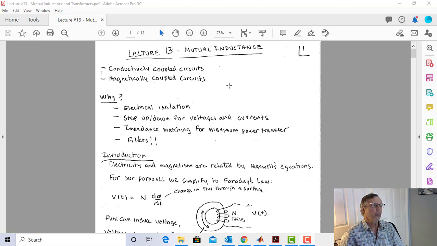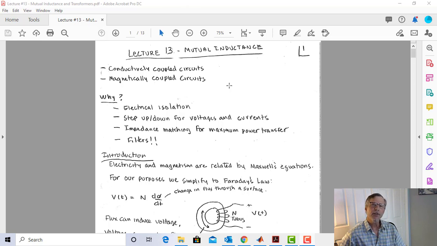Why would we do that? Well, one is electrical isolation. You'll find, and I've augmented one of the examples to show the benefits of electrical isolation that you get from transformers. Oh, I think I said the word transformers. Good. We can also use it to step AC voltages and currents up and down very efficiently.